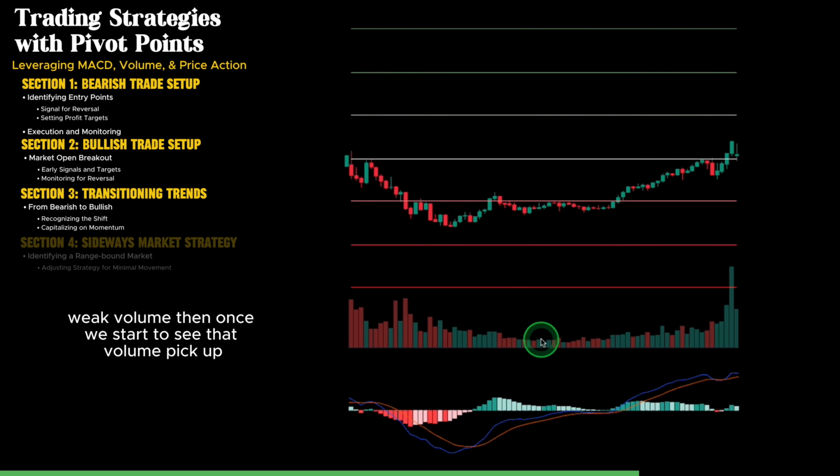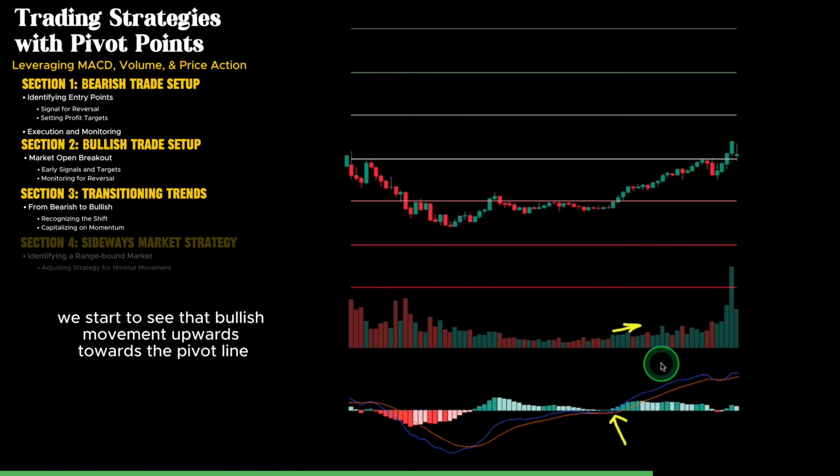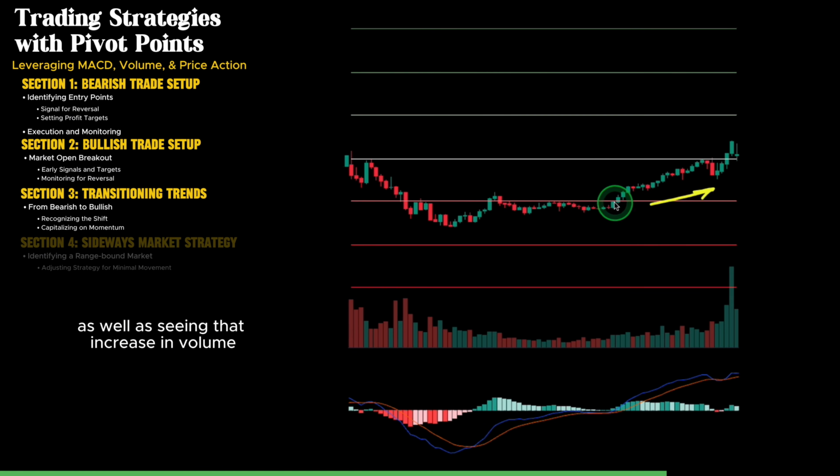Then once we start to see that volume pick up, and we also see a bullish crossover with the MACD above the center line and the MACD line above the signal, we start to see that bullish movement upwards towards the pivot line again. So that would be a good entry signal at that MACD crossover, as well as seeing that increase in volume and the MACD crossing above the signal.